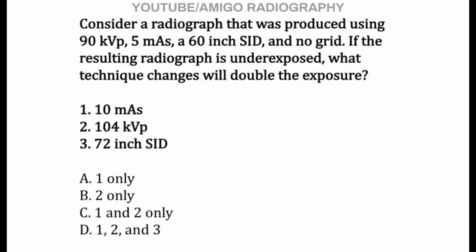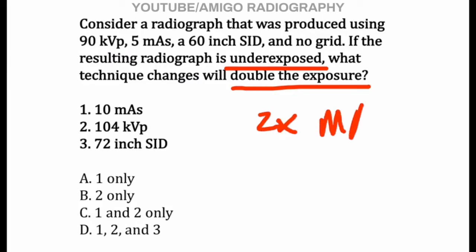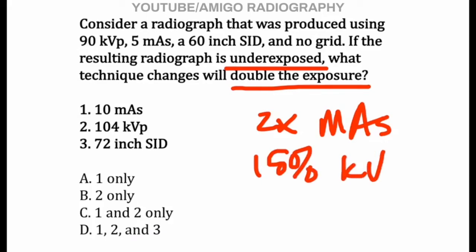Here's another question. Consider a radiograph that was produced using 90 kVp, 5 mAs, a 60-inch SID, and no grid. If the resulting radiograph is underexposed, what technique changes will double the exposure? The important thing to remember here is that we do have a few options. If the radiograph is underexposed, there's actually several things that we could do to double the exposure. We can increase our mAs by double. That's one option. We could also increase our kVp by 15%. And then there's also changes to our SID that we could make that would also affect the exposure.